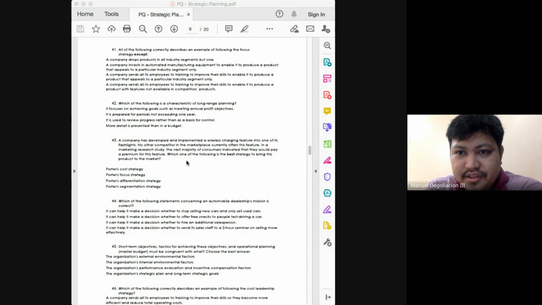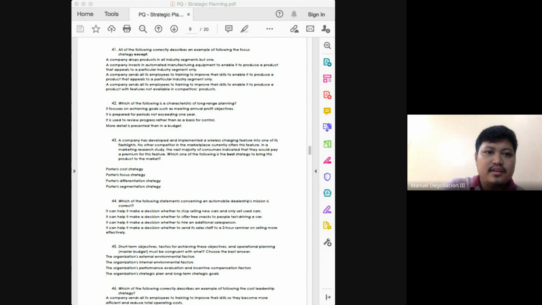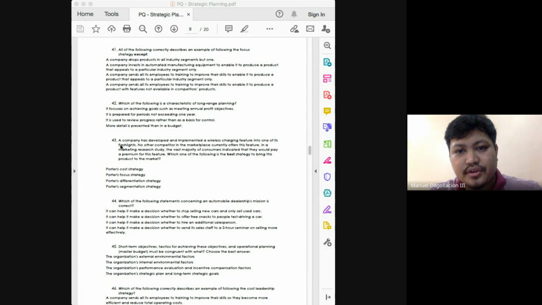42, which of the following is a characteristic of a long range planning? So this should be a very answerable class based on logic alone. It focuses on achieving goals such as meeting annual profit objectives. And annual, the focus here is on annual profit, so definitely it's not long range. It is prepared for periods not exceeding 1 year. Again, that's short term. It is used to review progress rather than as basis for control. Okay, so that's correct. More details is presented than in a budget. Okay, you have more details in a budget. So the best answer here is the third choice.